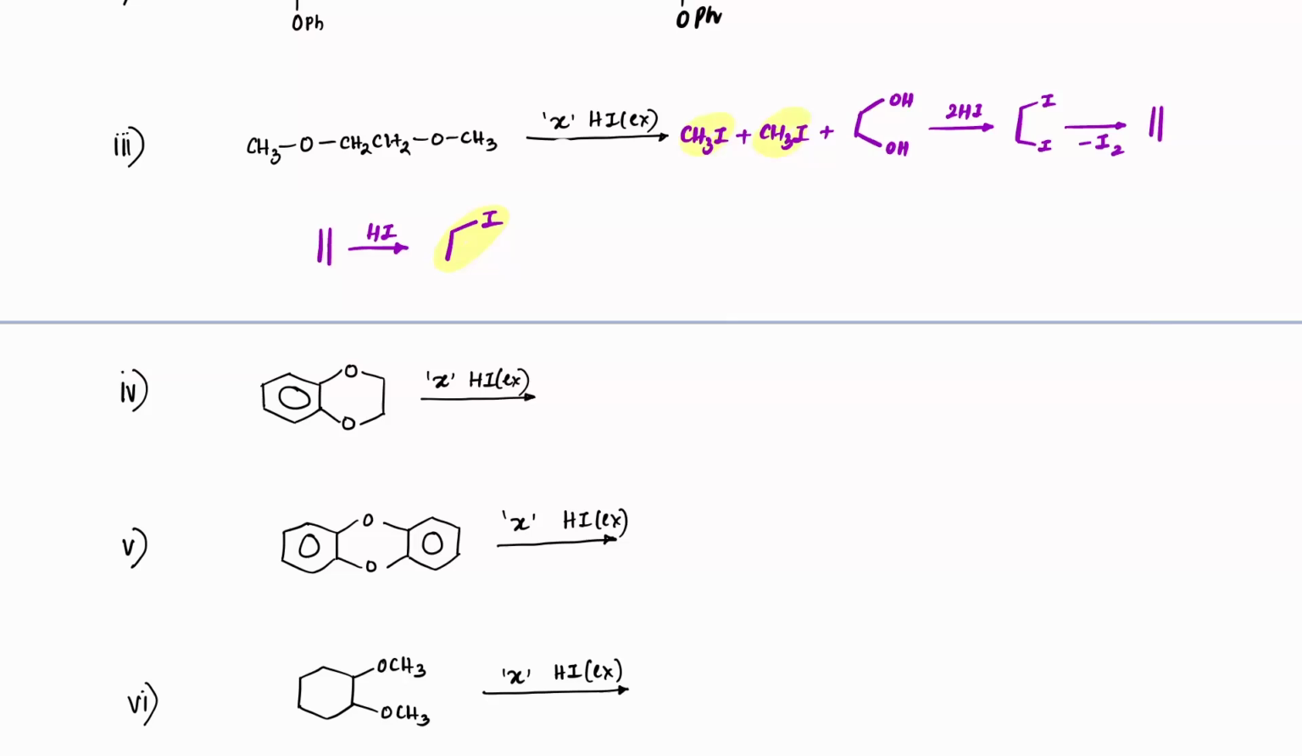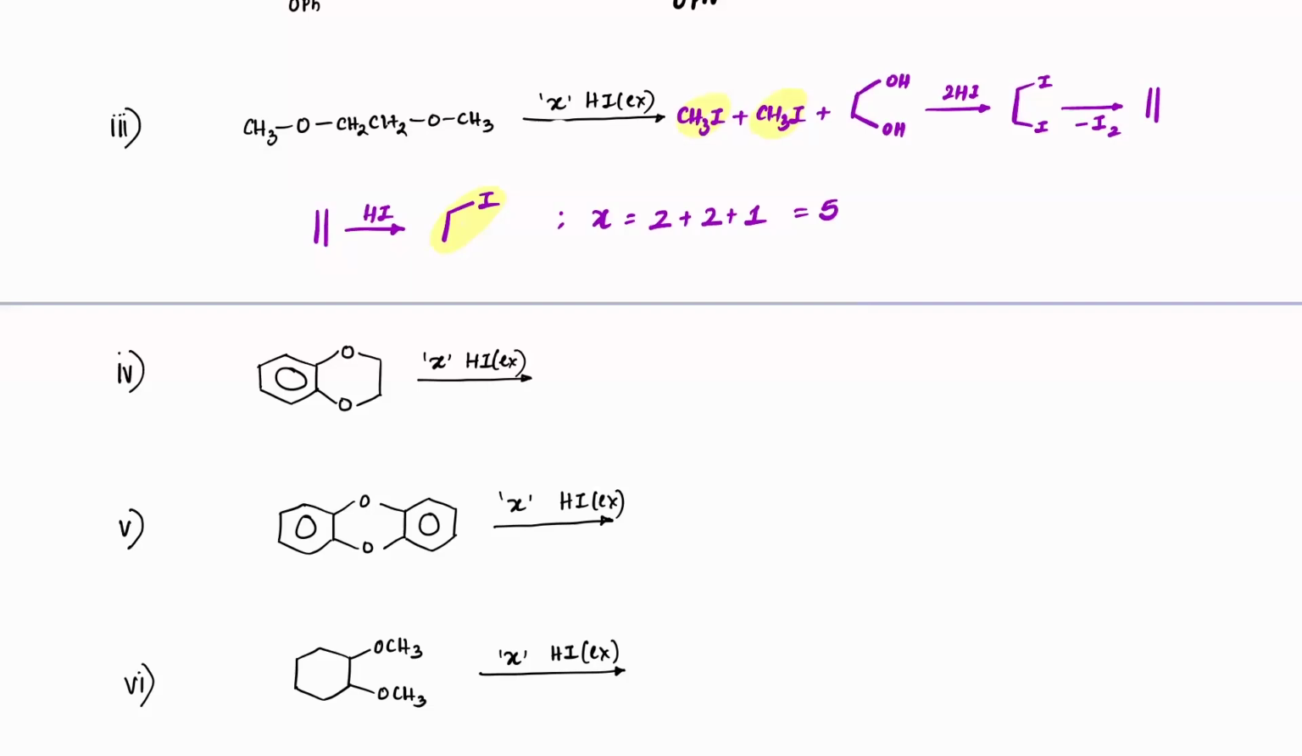Okay. So now count the number of moles used here. Initially we took 2 moles, then again we took 2 moles, and last I took 1 more mole. So total 5 moles of HI were used. Okay.